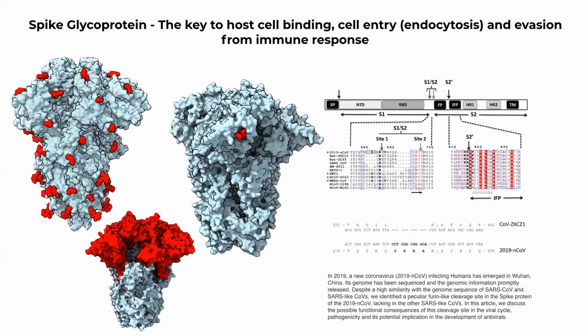So here we have the spike glycoprotein, and its genome has been sequenced, and that genomic information was promptly released. Despite a high similarity with the genome sequence of SARS-CoV and the SARS-like CoVs, we identified a peculiar furin-like cleavage site in the spike protein of the 2019-nCoV, which is lacking in the other SARS-like CoVs. So there are possible functional consequences of this cleavage site in the viral cycle, as well as the pathogenicity and its potential implication in the development of antivirals.